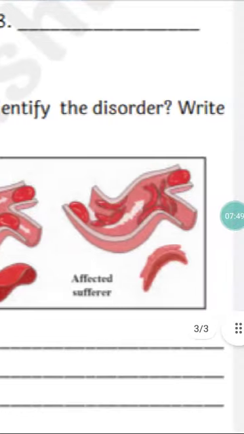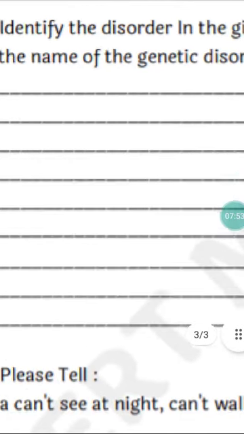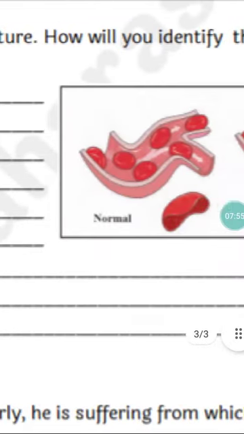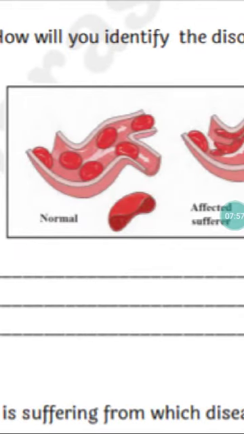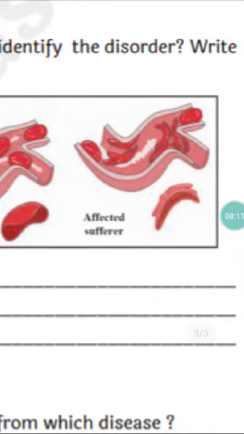Okay, so how will you identify the disorder and write the name of the genetic disorder? How can you write? In the given figure, the diagram of RBCs is given, and in the first picture, the RBCs are normally circular and biconcave in shape, and in the second figure, the RBCs are sickle shaped, and the name of the genetic disorder is sickle cell anemia.